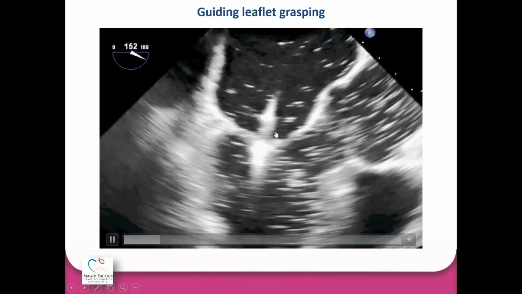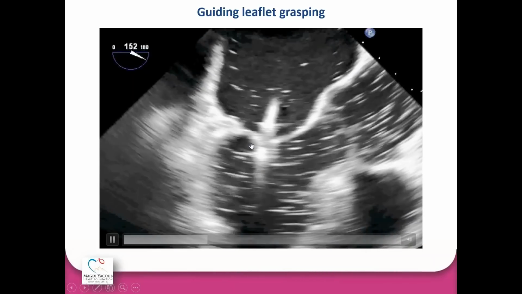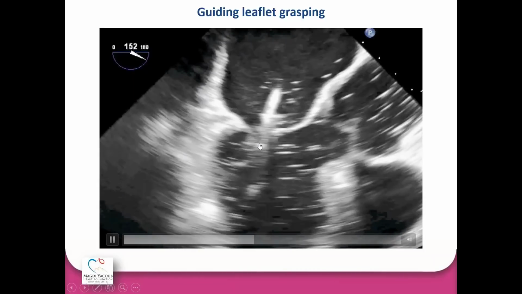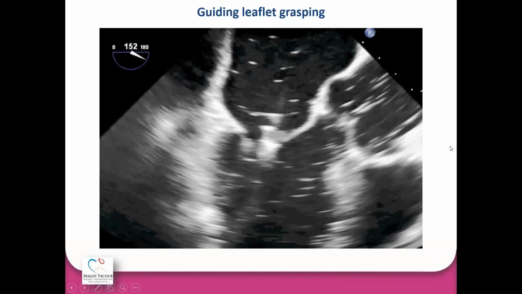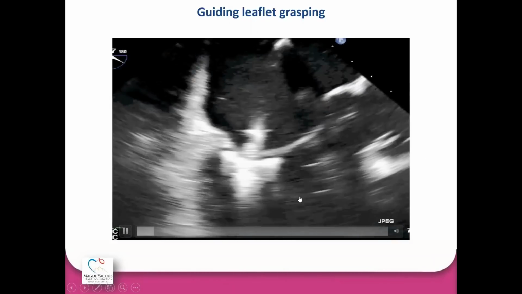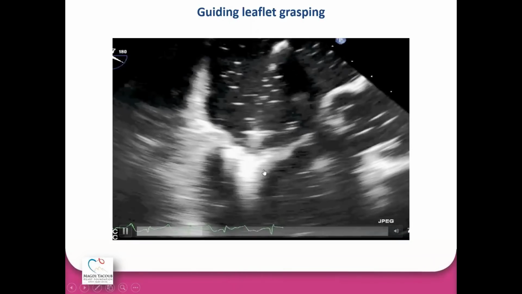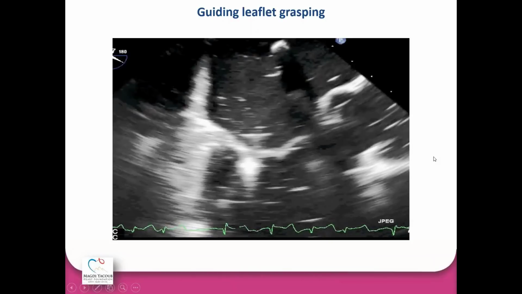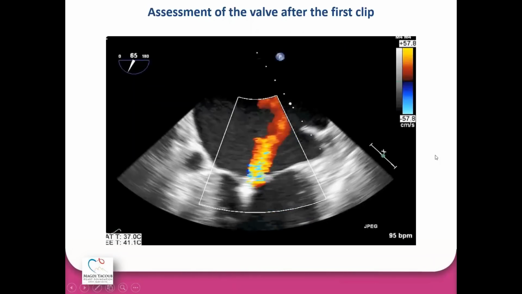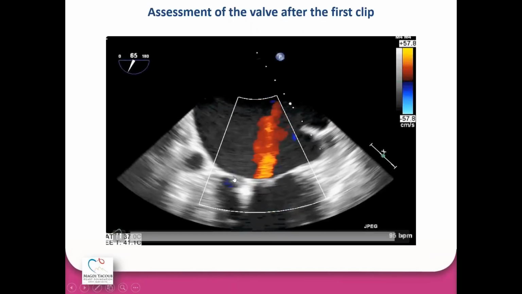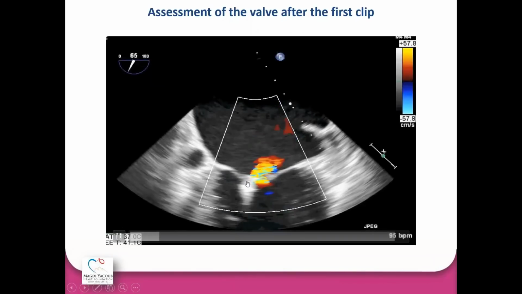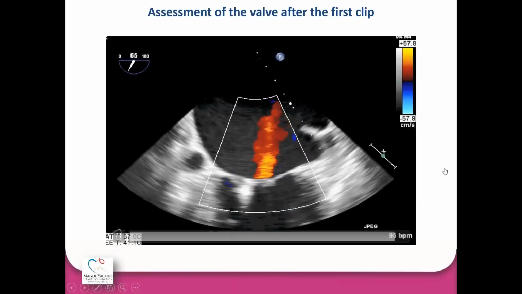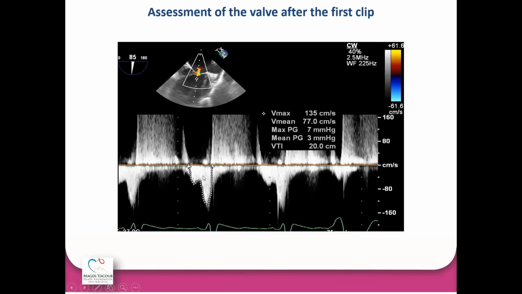This is a grasping trial: grabbers down, arms up, anterior leaflet was in, but posterior leaflet was out. This is the failed grasping trial. So release and grasp again: grabbers down, arms up, anterior leaflet is in, posterior leaflet is in, successful grasp. After that, you have to assess the anatomical insertion of the leaflets inside the clip, and then by color, you can appreciate how much mitral regurgitation is remaining, and also the gradient.